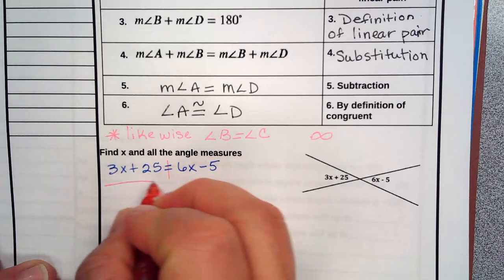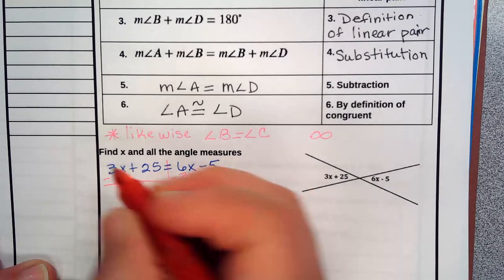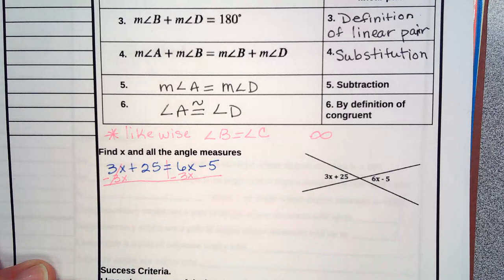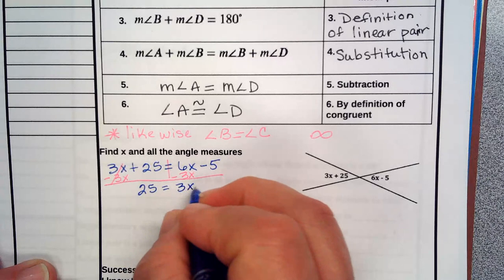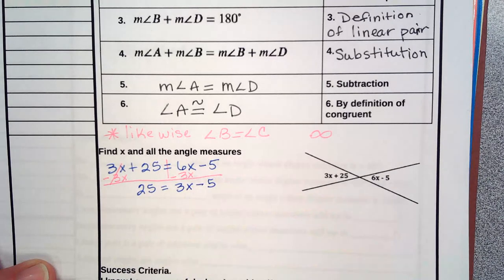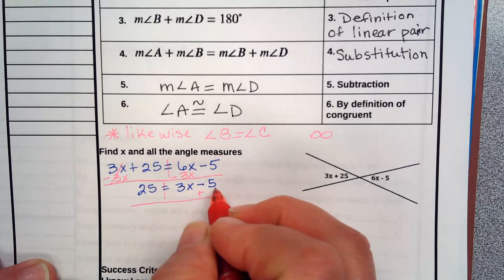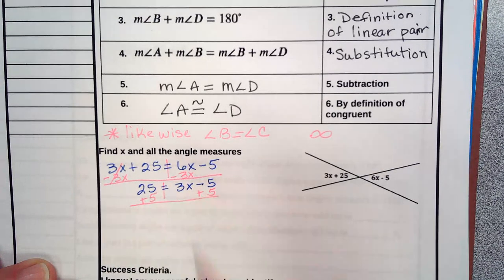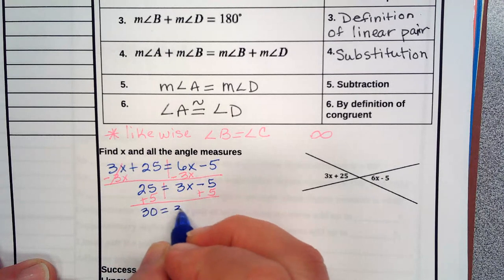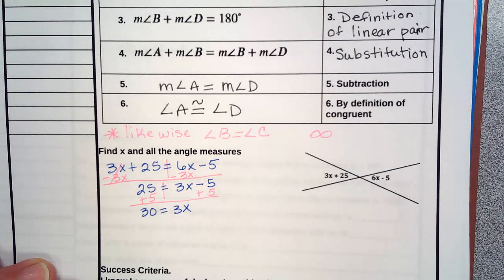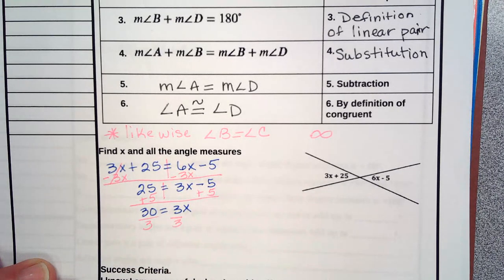Step 1, subtract 3x from both sides. 25 is equal to 3x minus 5. Two-step equation now. Add 5 to both sides. 30 is equal to 3x. Divide by 3. And 10 is equal to x.